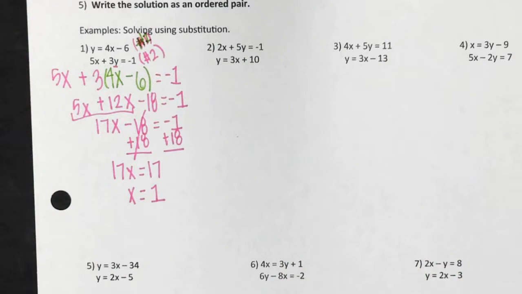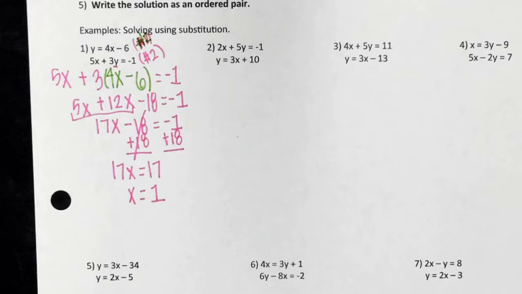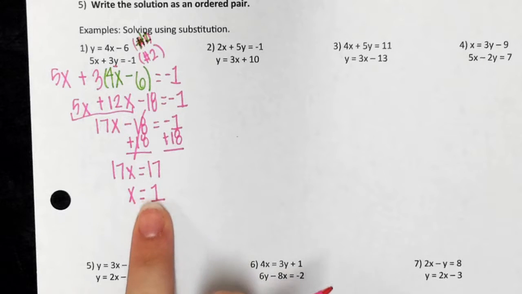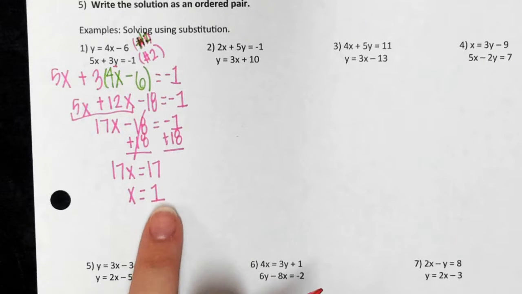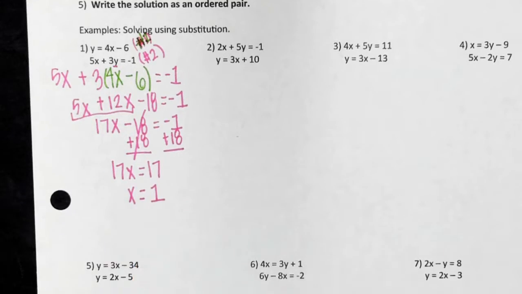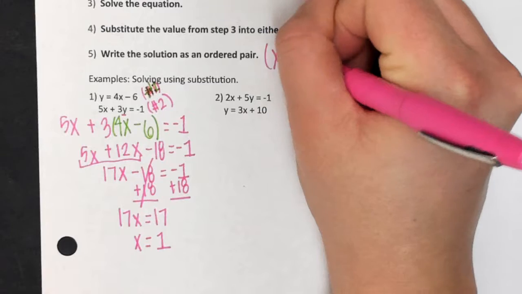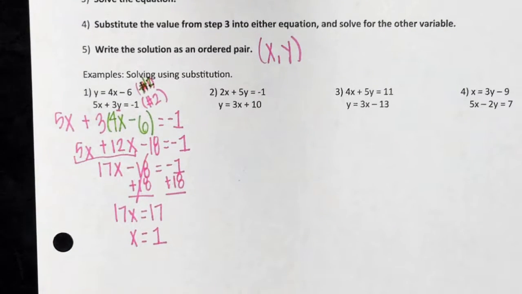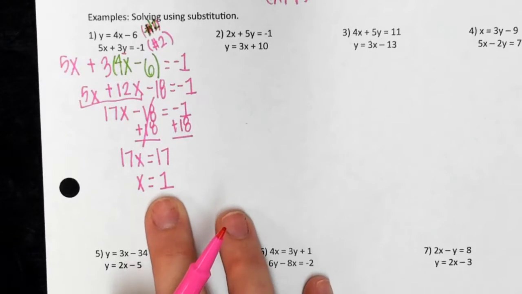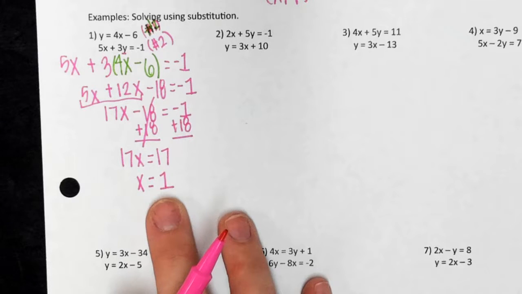Good. But my solution is going to be an ordered pair. An ordered pair is in terms of x and y. So I have one part, I have x, but what do I need? y. I just need the ordered pair. So I need it to be in terms of x, y. I have x, but what do I need to find? y. So I know what x is, but now I need to find what y is.